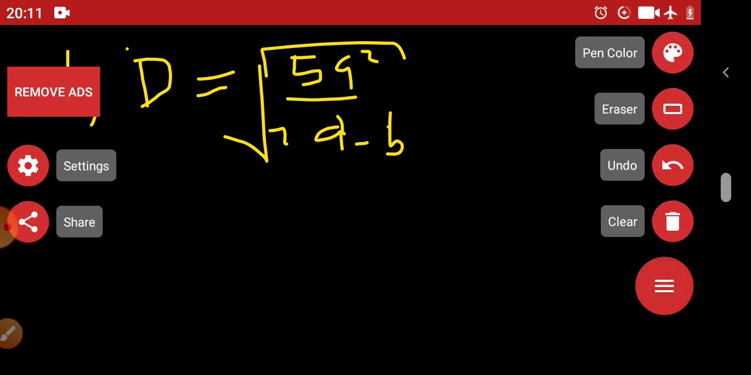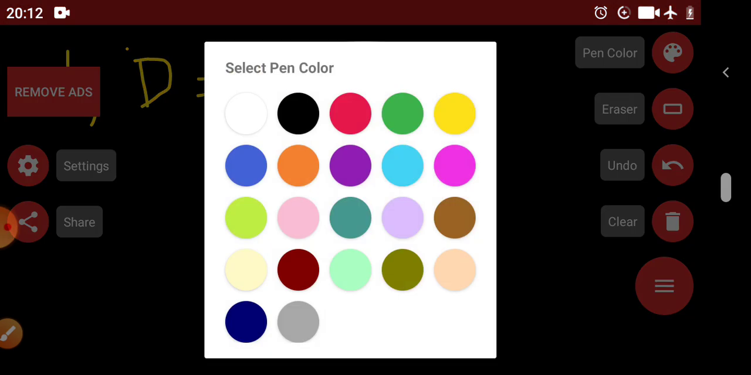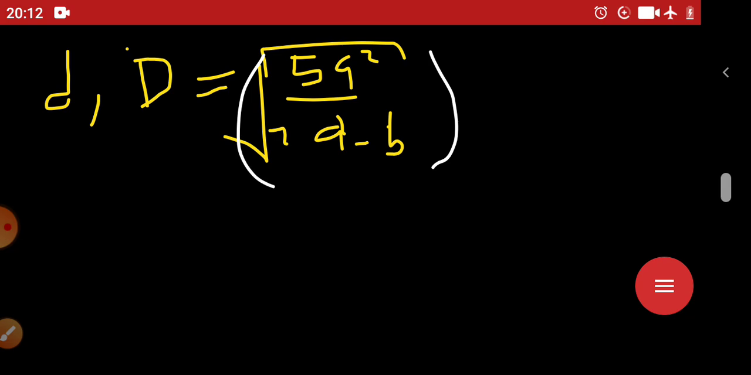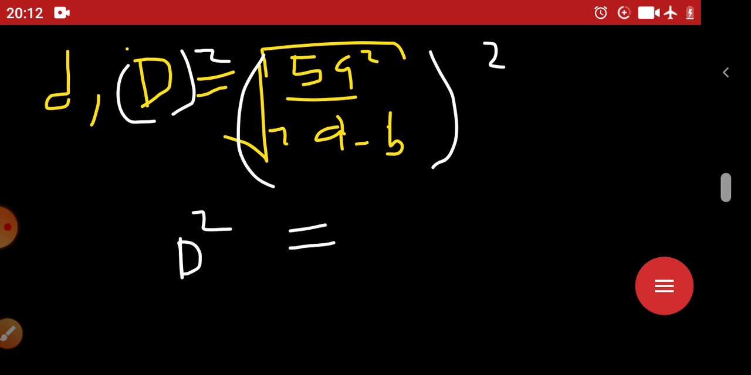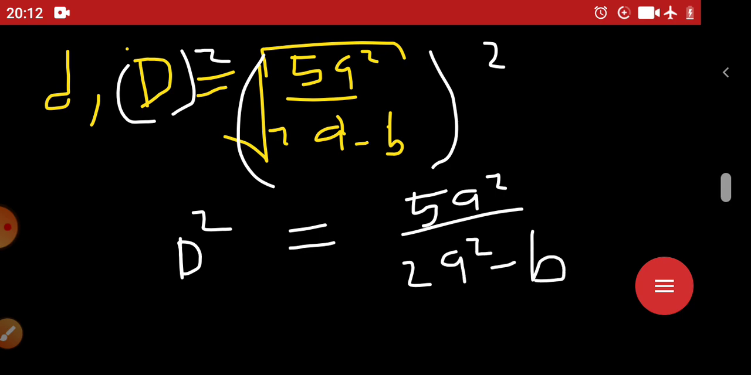So the first step now would be to remove the square root. How do we do that? We remove the square root by squaring. So we need to square both sides. So here when we square both sides, the left hand side is d squared and the right hand side would be 5a squared over 2a squared minus b.